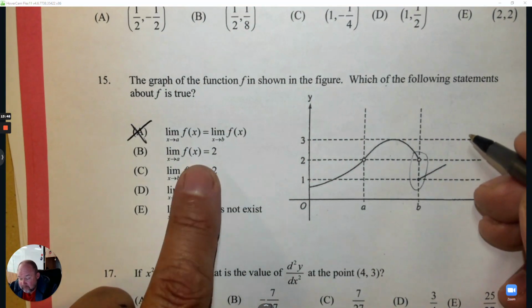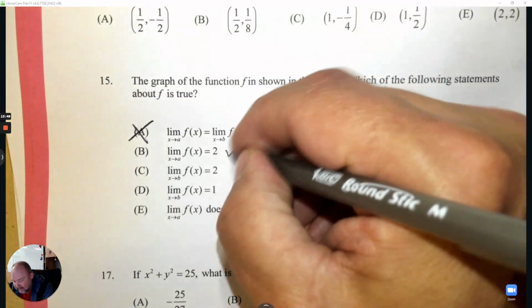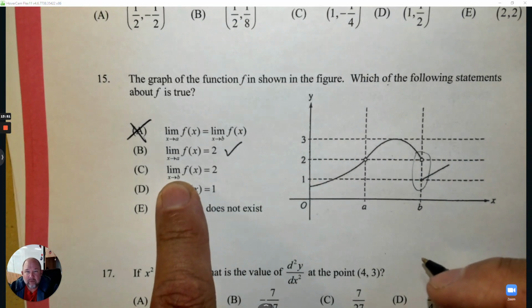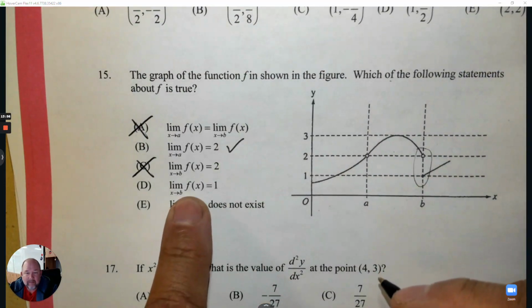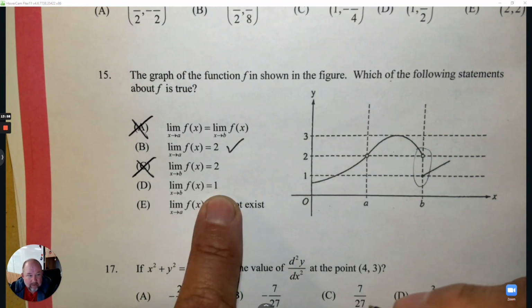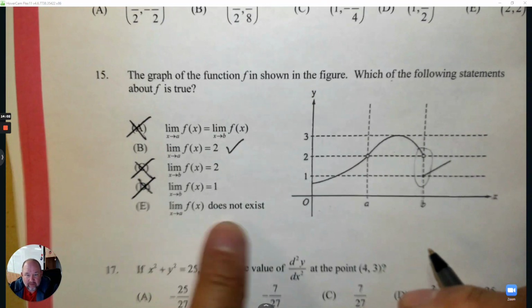So we're looking for which one's true. All right, the limit as x approaches a, the answer is 2. I like that one. The limit as x approaches b is 2. Nope, it doesn't exist. I want to make sure I did okay. The limit as x approaches b is 1. Nope, it doesn't exist. The limit as x approaches a does not exist.